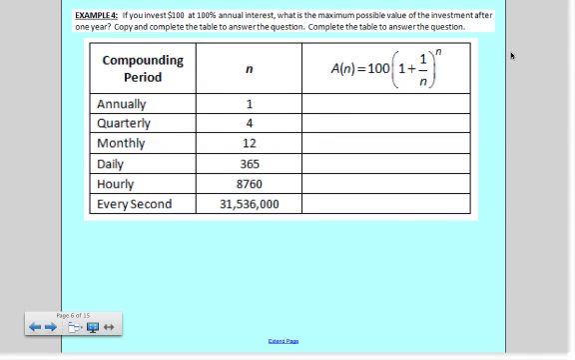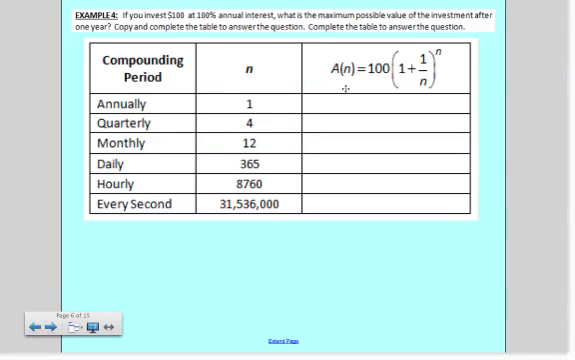Okay. The next set of problems that we're going to look at: if you invest $100, so we're not as wealthy this time, at 100% annual interest, wow, that's intense. What is the maximum possible value of the investment after 1 year? So remember we were talking about how if you compound it more often, you get more money. So we're going to look at some different choices. Copy and complete the table and answer the question.